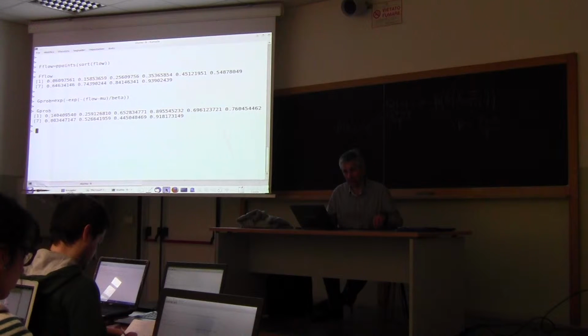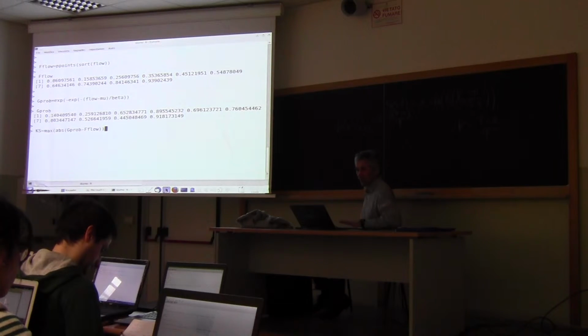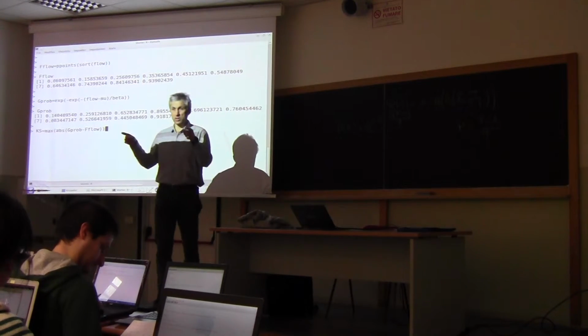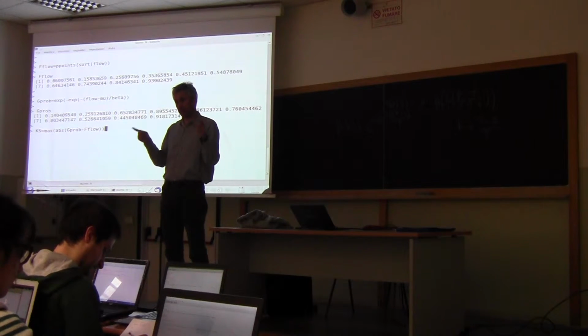Now let me compute the statistic, the Kolmogorov-Smirnov statistic. So Ks is equal to what? It's the maximum of the absolute value of G prop minus F flow. In this way as well, I am condensing in just one instruction the computation of the difference, the computation of the absolute value, and the computation of the maximum.